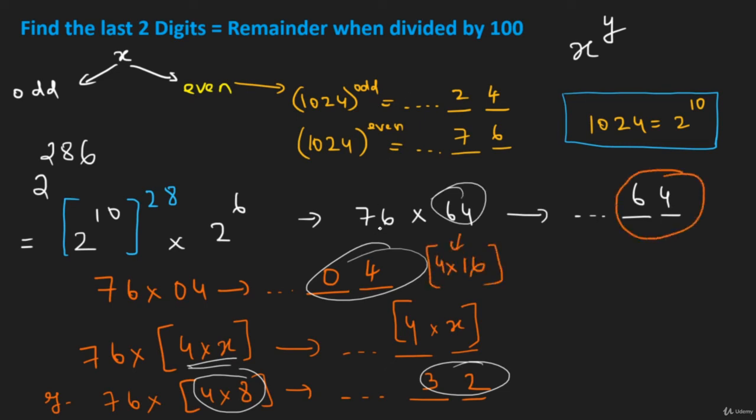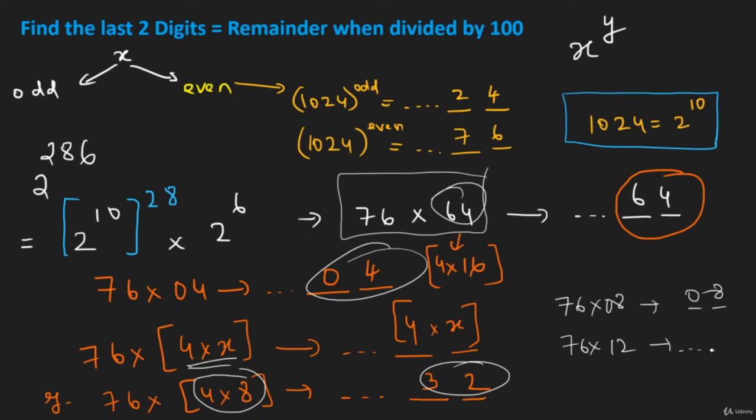So if you do 76 into 64, the last two digits will be 64 itself. Let's take some more examples. If you do 76 into 8, 8 is 08. Your last two digits will be 08 itself. Or if you do 76 into 12, that's 4 into 3, your last two digits of the answer will be 12 itself.